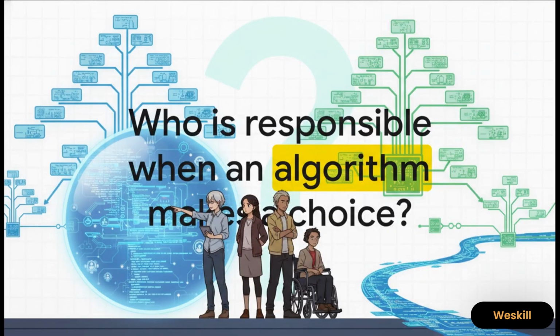Which brings us to one last big thought. As these decision trees get more and more complex, and as they make more and more important decisions in our lives, it brings up a really tough question of accountability. When an algorithm denies your loan or suggests some medical treatment, who's actually responsible for that outcome? Who's on the hook? That's something we're all going to have to figure out.